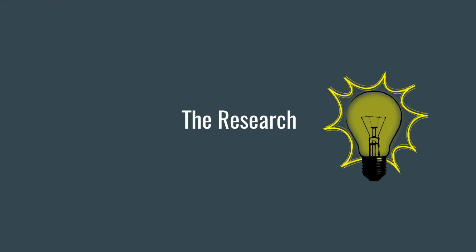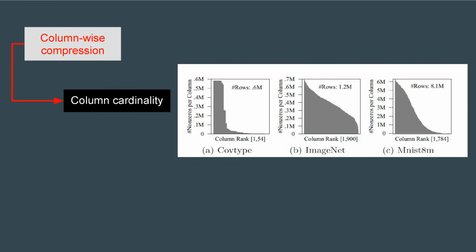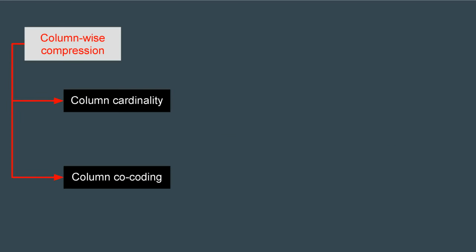Let us now see the main ideas this paper proposes. The authors make use of column-wise compression for two reasons. Firstly, they argue that machine learning datasets have low column cardinality, meaning that the number of distinct values per column varies, with a lot of columns having very few values. Secondly, a lot of columns in such datasets are correlated with respect to the number of distinct value pairs.